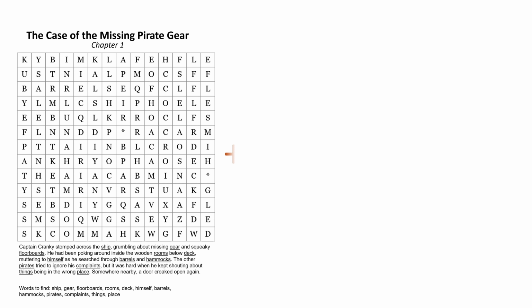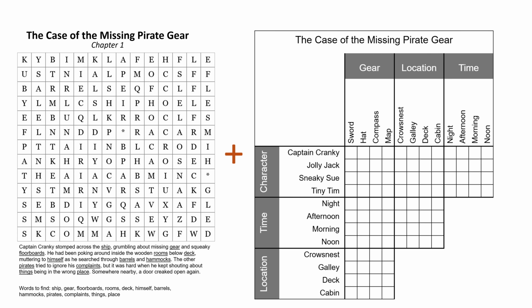A logic grid word search is a hybrid puzzle. It combines a logic puzzle with a word search. This means you don't just search for words, you also work with clues to understand how different elements are connected.